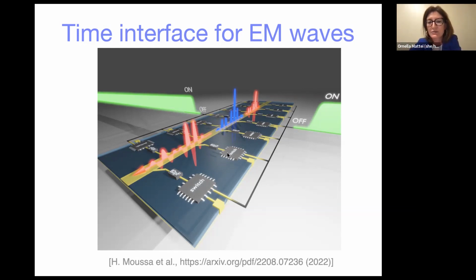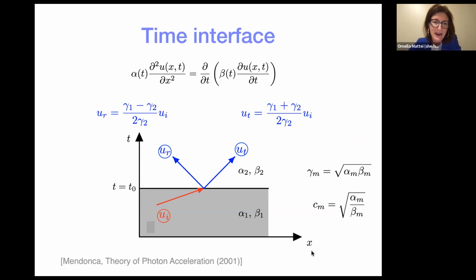So in this experiment, what they see again is that if you have a forward wave, here depicted in blue, then at the time interface it will split into two waves: a forward wave that will keep going in the same direction, and a backward wave that will travel in the opposite direction. So if we go back to the space-time diagram that I showed at the very beginning, if you have an incoming wave that hits a time interface, this will split into a reflected wave and a transmitted wave.